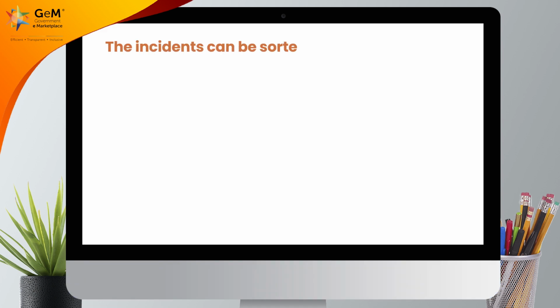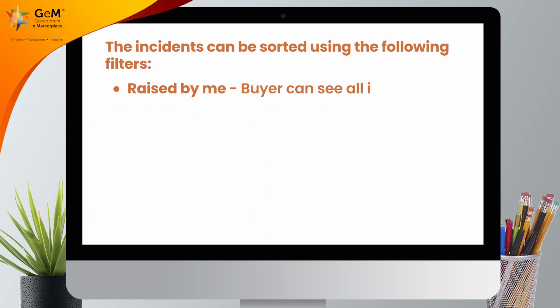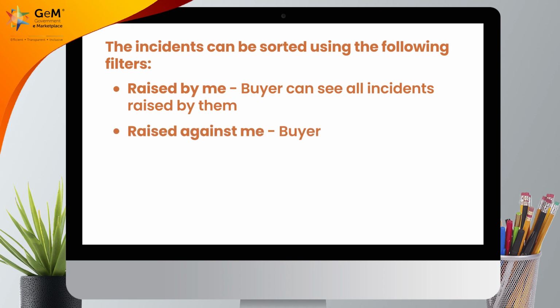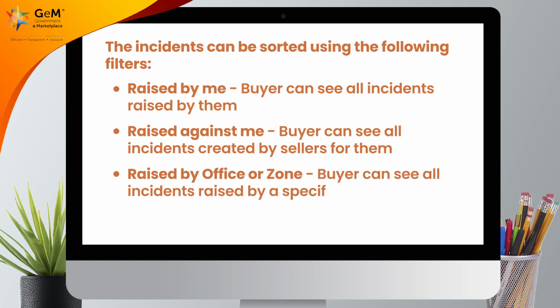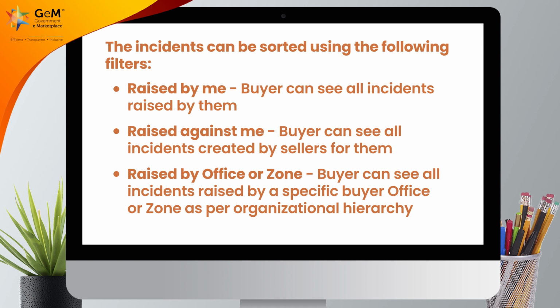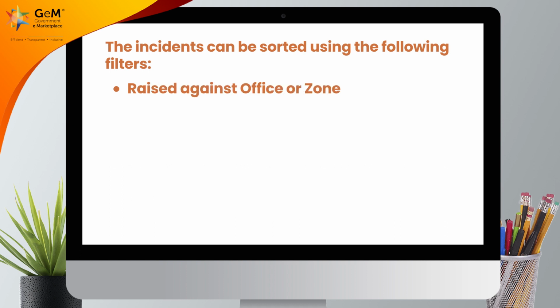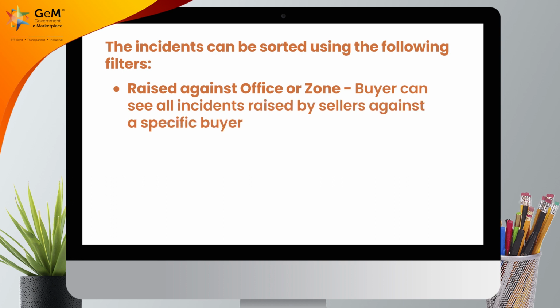The incidents can be sorted using the following filters. Raised by me. Buyer can see all incidents raised by them. Raised against me. Buyer can see all incidents created by sellers for them. Raised by office or zone. Buyer can see all incidents raised by a specific buyer, office or zone as per organizational hierarchy. Raised against office or zone. Buyer can see all incidents raised by sellers against a specific buyer, office or zone as per organizational hierarchy.